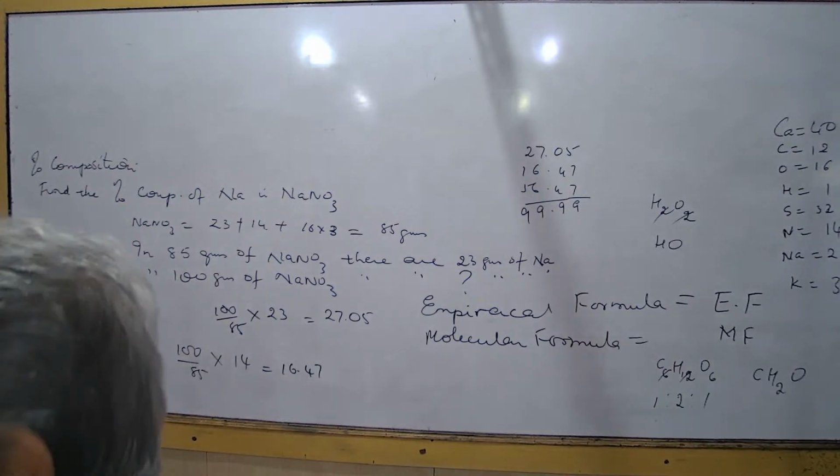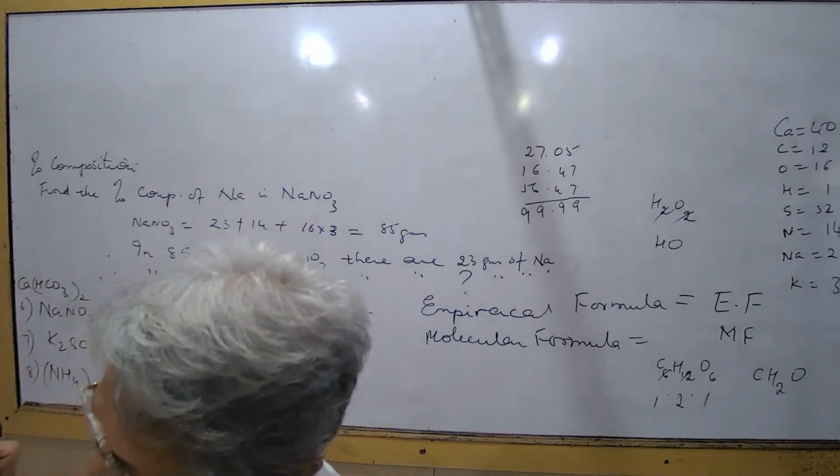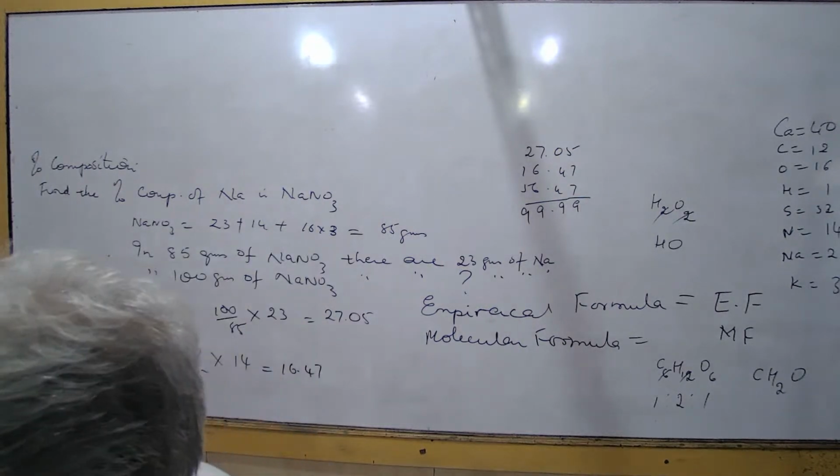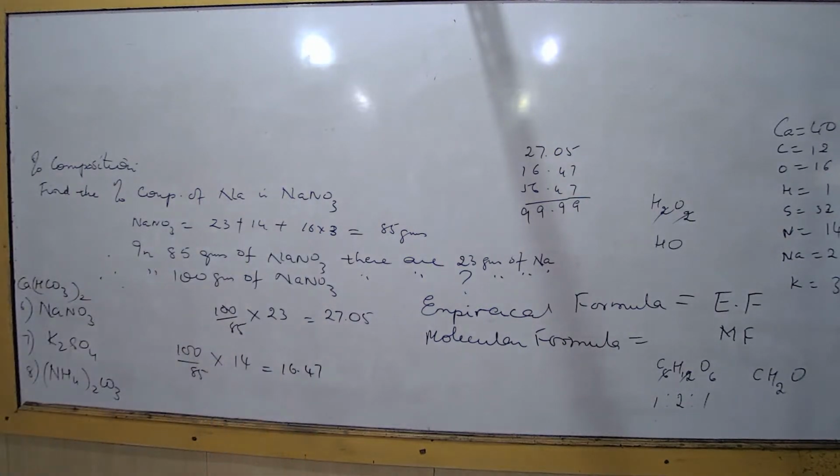For H2O, it will just remain 2:1. Both of them are prime numbers. When you have to calculate the empirical formula, come down to prime numbers. 2 is a prime number, 1 is a prime number. Finish. Here, the empirical formula and molecular formula are the same.